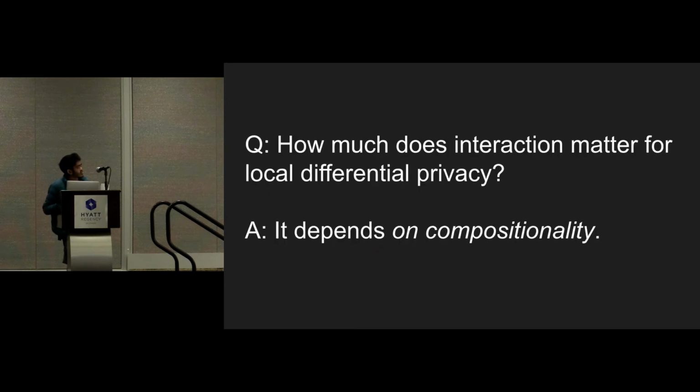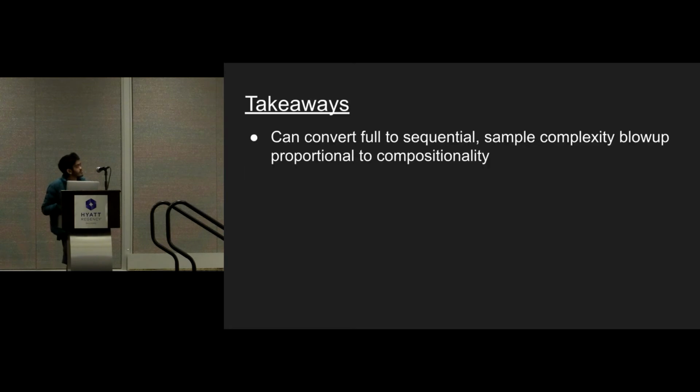So here's a slightly more concrete version of the question that motivated our talk, and it depends specifically on this compositionality parameter. So what are the takeaways? One takeaway is that we can convert from full to sequential protocols, and the sample complexity blowup is going to be proportional to the compositionality of the fully interactive protocol.